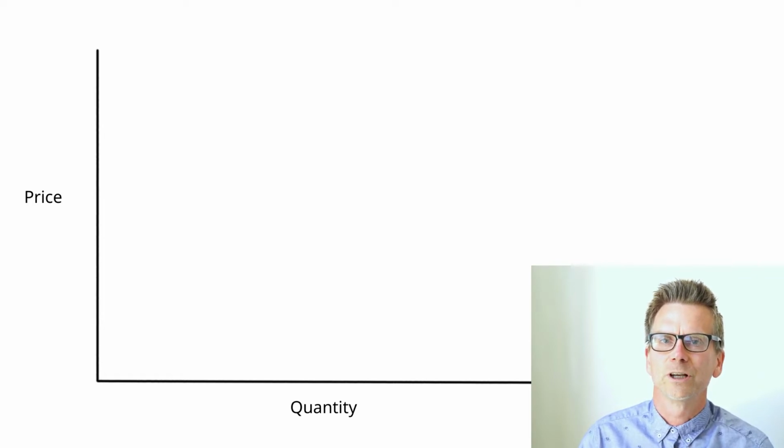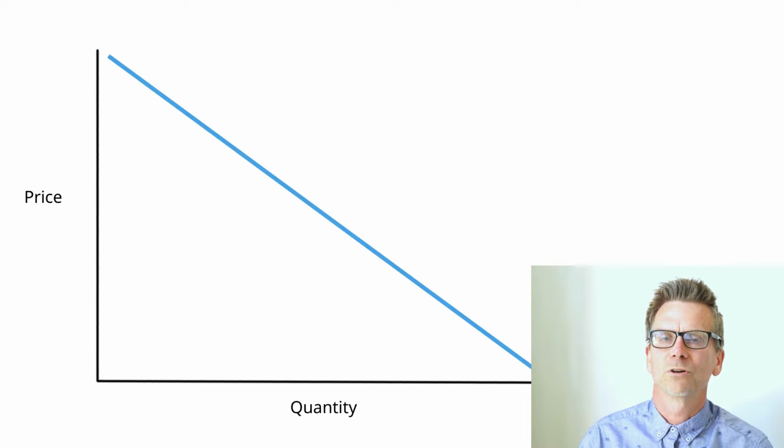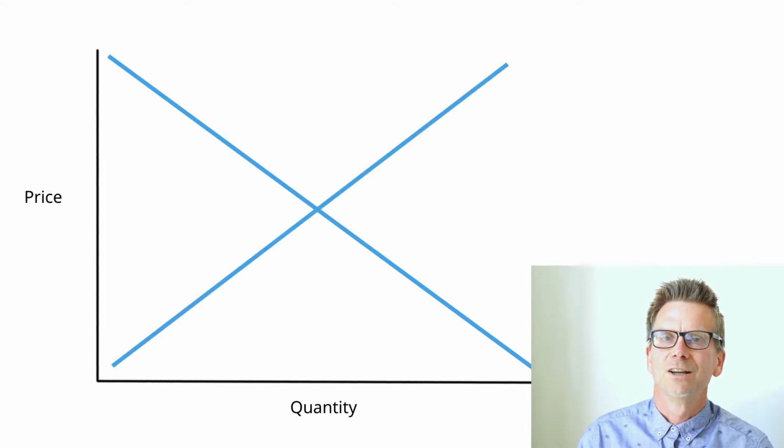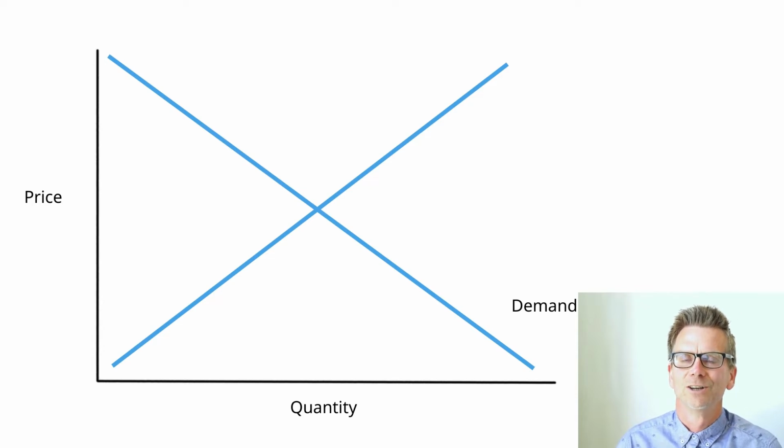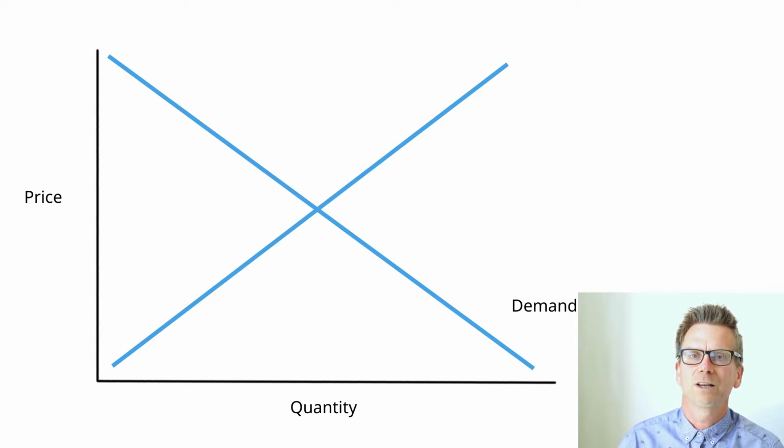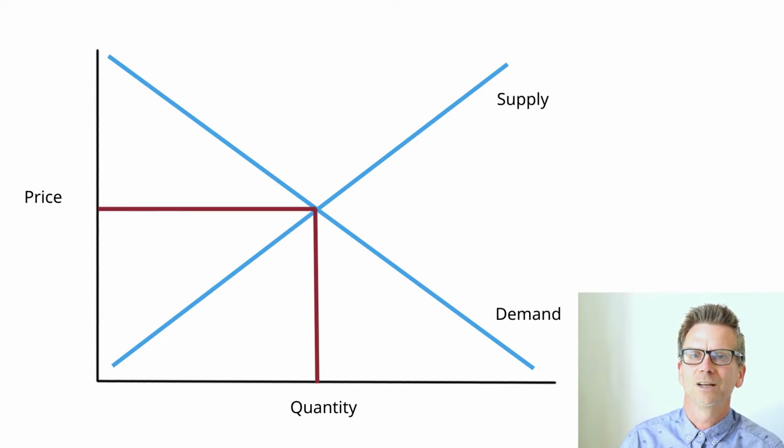Then you start drawing a downward sloping curve and an upward sloping curve. What's on the downward sloping curve? What's on the upward sloping curve? A lot of my students reverse this. Demand is down, supply to the sky. This is a mnemonic you can remember. So once you have the X and Y axis labeled and the supply and demand curve, it's pretty straightforward.